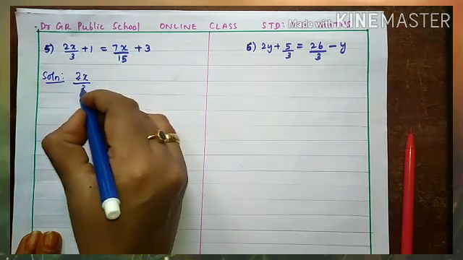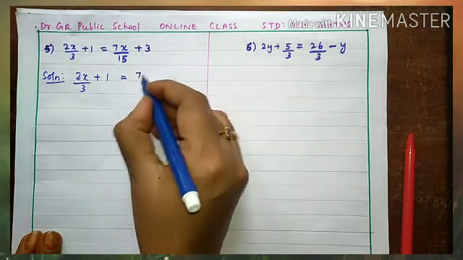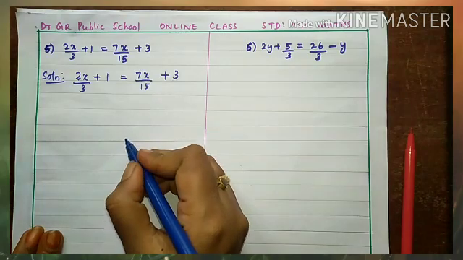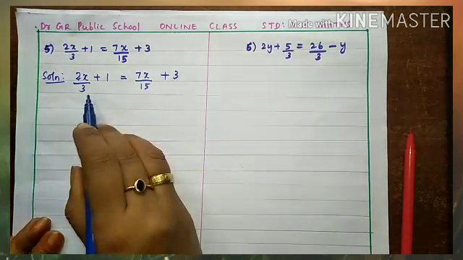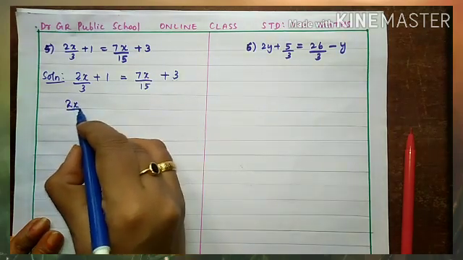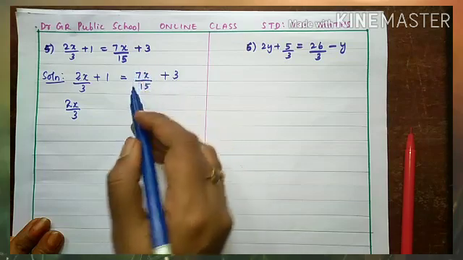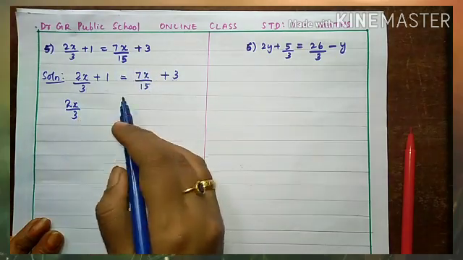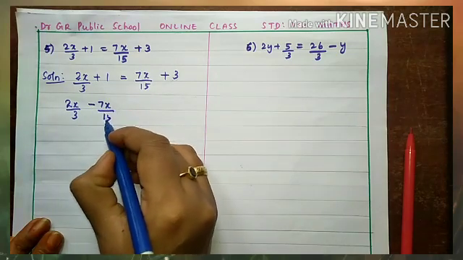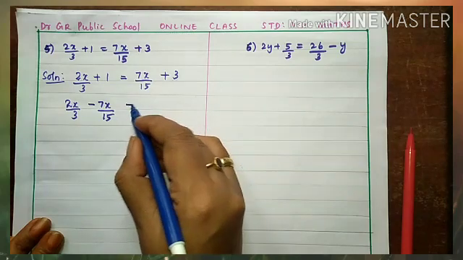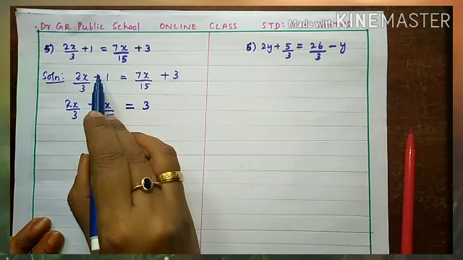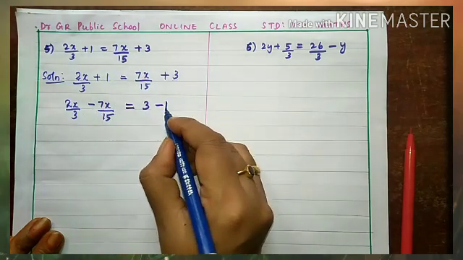2x by 3 plus 1 equal to 7x by 15 plus 3. This is the given equation. Now transposing the variables on one side and numbers on the other side, what do you get? 2x by 3. This 7x by 15, I transpose to LHS, it becomes negative. So minus 7x by 15. Understood? Equal to, right hand side you see already 3 is there. And now you take this plus 1 to this side, it becomes minus 1.